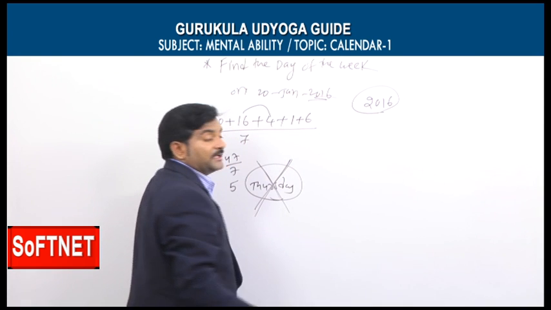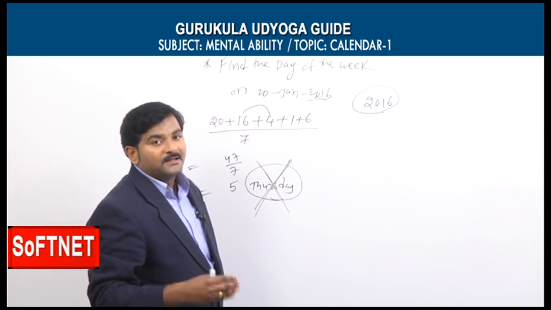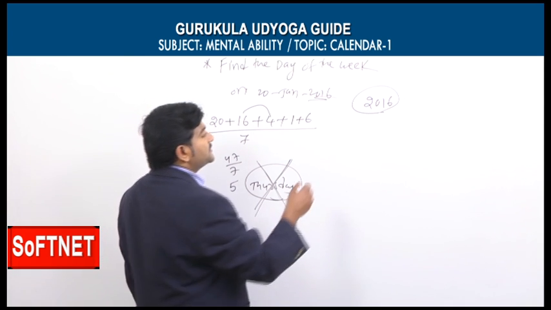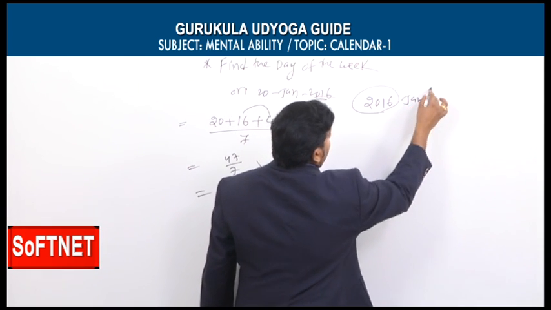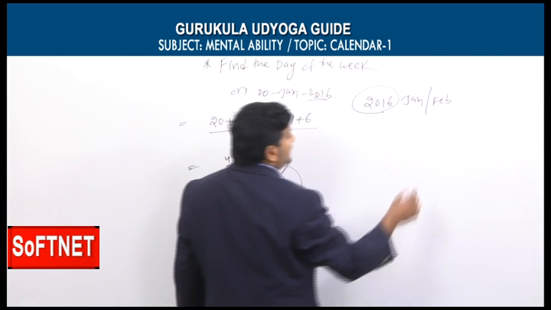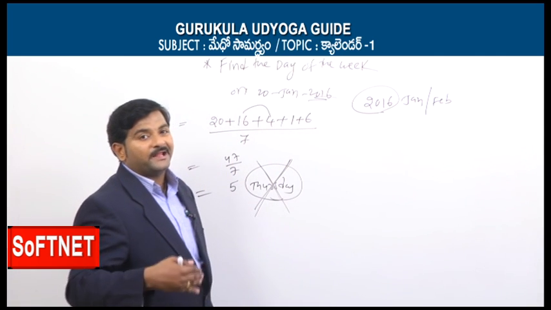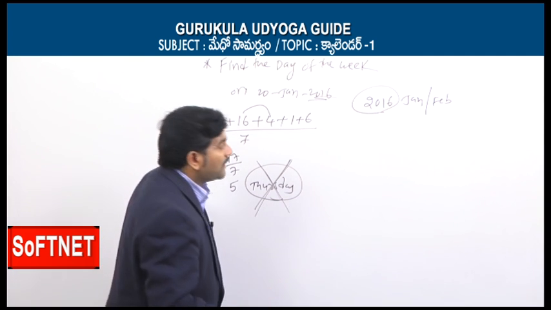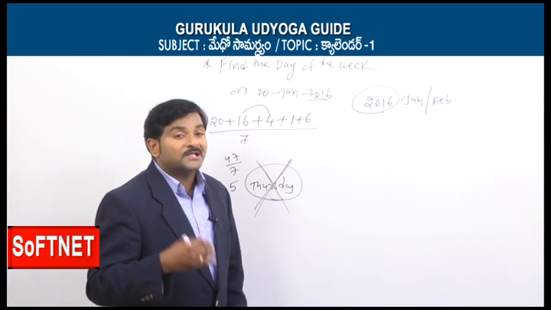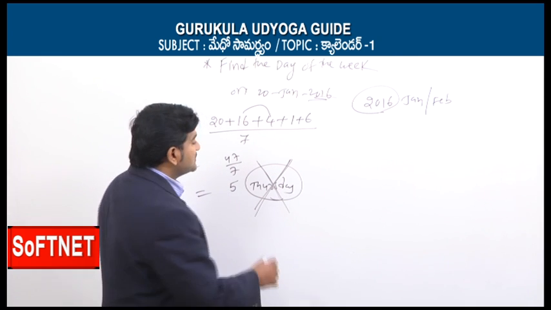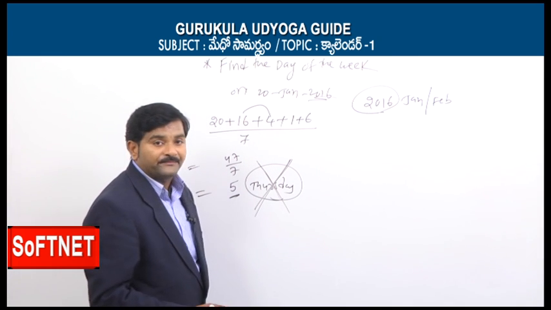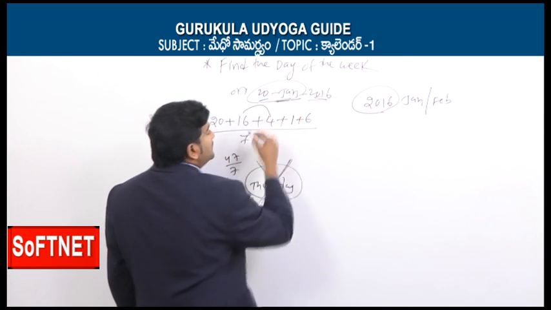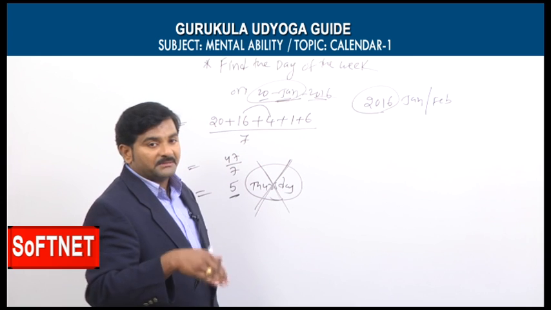If the given year is a leap year and the given date falls in the month of January or February, I repeat this once again, then we have to reduce the remainder by 1. What was the remainder earlier? 5. Since the given date is 20th January, the day falls in the month of January.